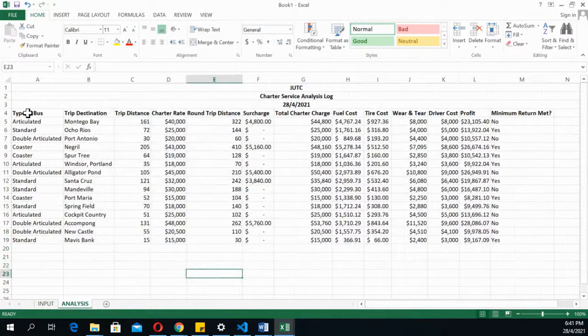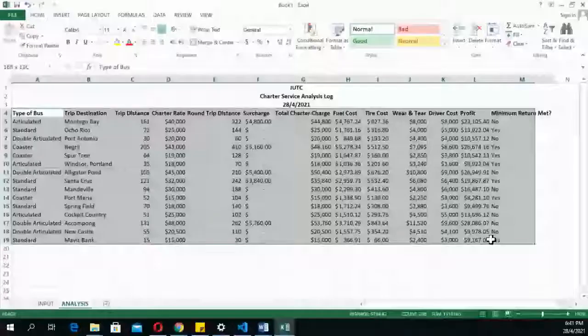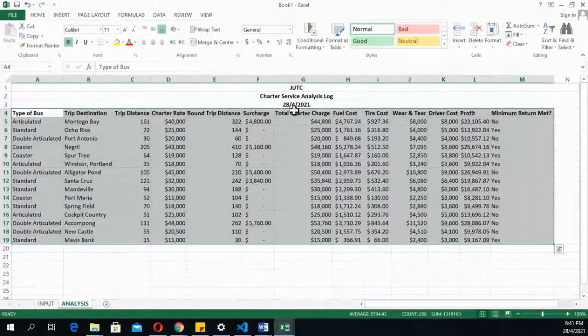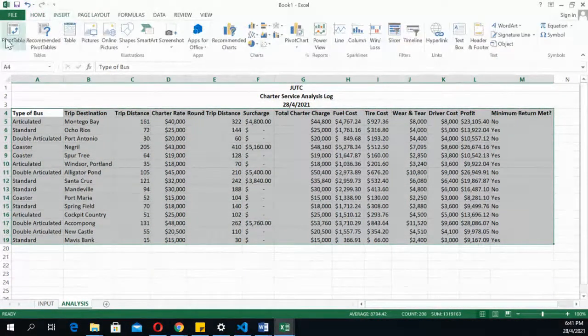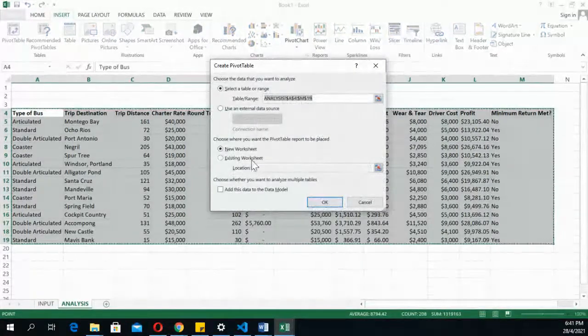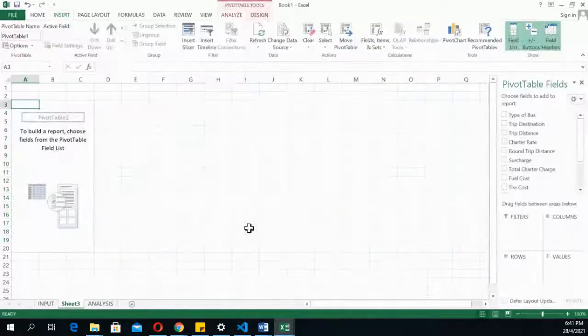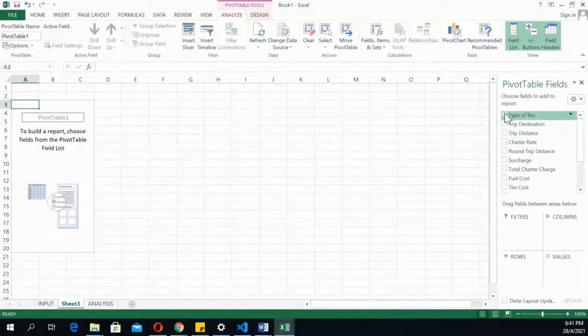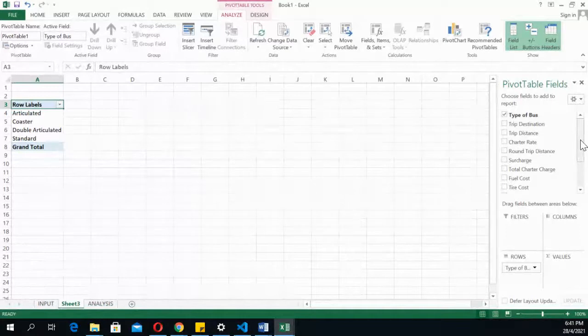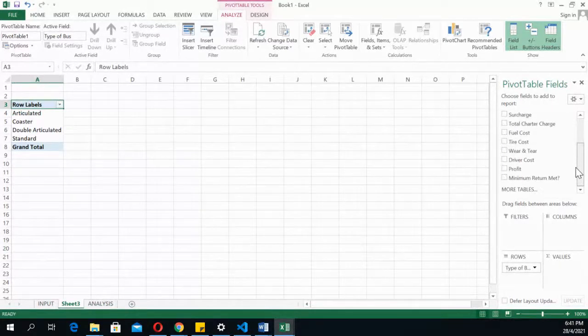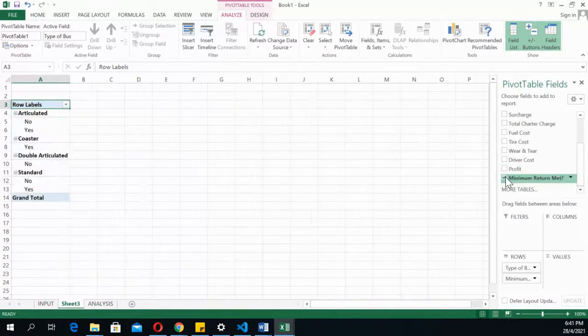So when we're using the pivot table, we know that we need to highlight the data set, the part that contains the data. So we want to include the label up top, as those will be the column headings for the pivot table. Then insert pivot table in a new worksheet. You go OK, and then we add in the bus type, so we know that bus type has to be there. And then it's a yes or no. So where's min requirements?